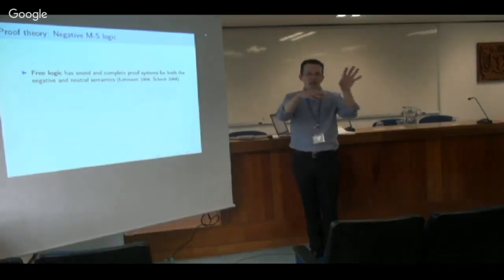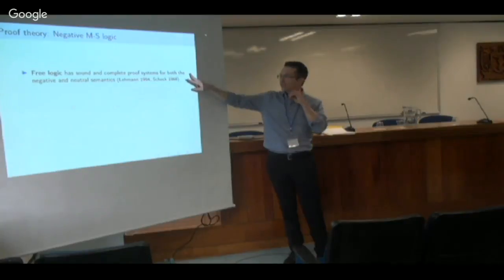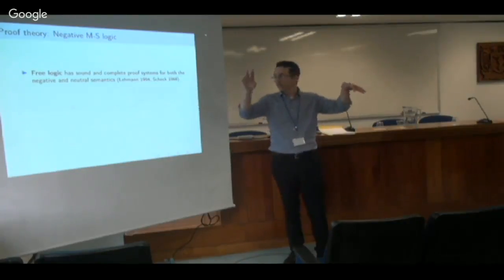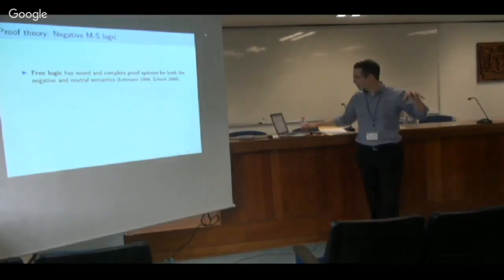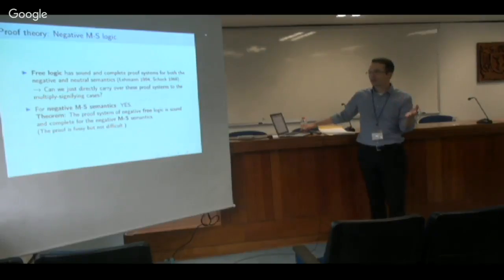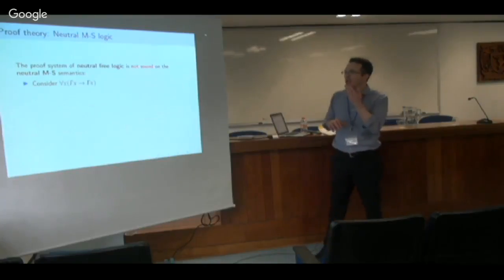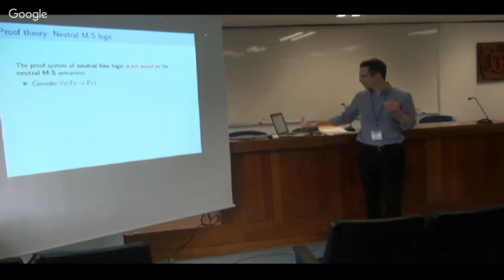So, coming back to the other semantics for a minute, it turns out that free logic has sound and complete proof systems for both the negative semantics and the neutral semantics. And so a natural hope is that, hey, can we just borrow those and take them over to the confused case? And the answer for the negative semantics, the one where all the atomic sentences with confused terms are false, is happily yes. The proof is fuzzy but not difficult.